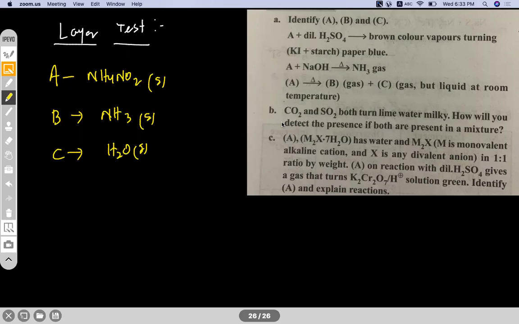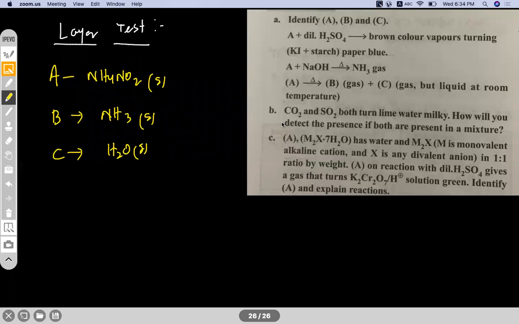And that green solution is not given by CO2, right? Yes, SO2 will give a green solution, but CO2 won't. So we'll take this mixture and allow it to pass through K2Cr2O7. If it turns green, then SO2 is present in it. And when it passes through lime water, it turns milky, which confirms CO2.